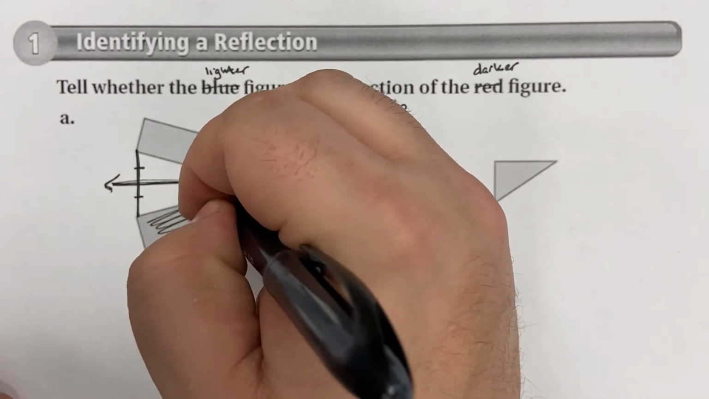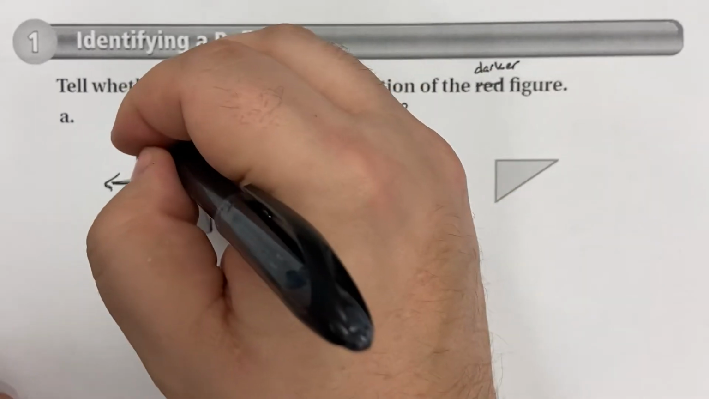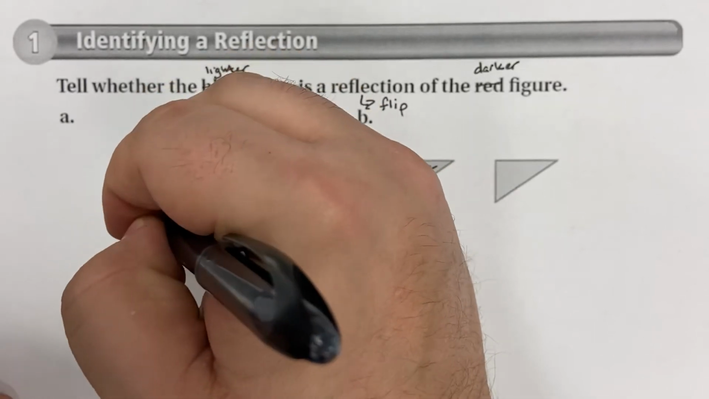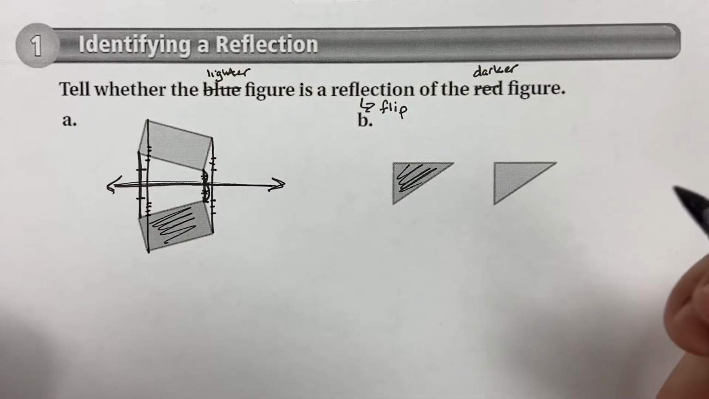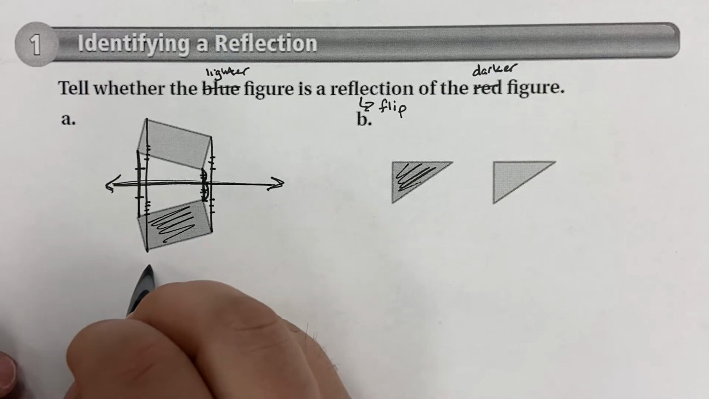And then if I drew a line here, this is the third side. And if I drew a line here, that's the fourth side. And if that is true, then it is a reflection. So here it is yes.